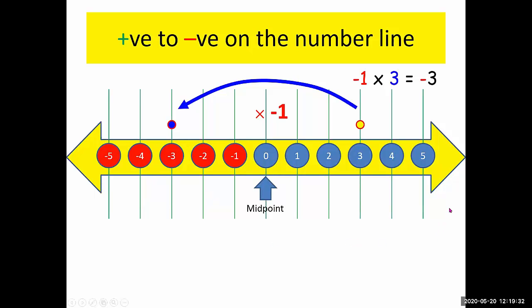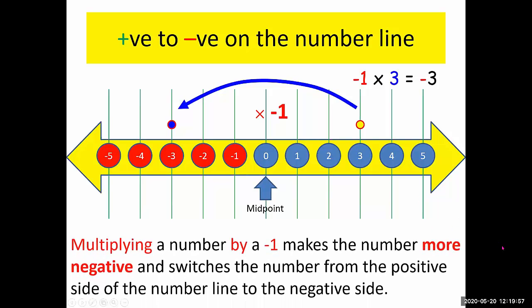Now that's quite a significant jump, isn't it? Because I've gone from 3 to minus 3, which is a difference of 6. 1, 2, 3, 4, 5, 6. It's not a small change. That's a big change to go from plus 3 to minus 3. And all I've done is multiply by minus 1. And in English, we'd say multiplying a number by minus 1 makes the number more negative and switches the number from the positive side of the number line to the negative side.